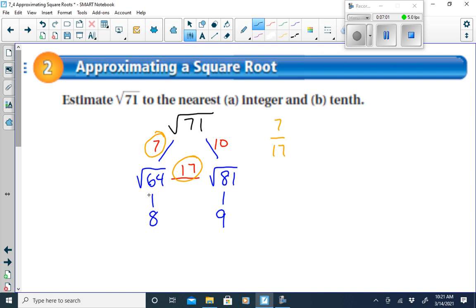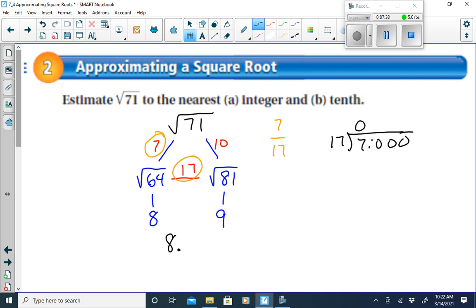Well, anyway, we need to write 8 point something, right? Because the square root of 71 is going to be equal to 8 point something. So we have to find that something. So we take our 7/17 and we do a little long division. We divide 17 into 7, and we are going to approximate that decimal. Okay? Well, let's do that little long division.